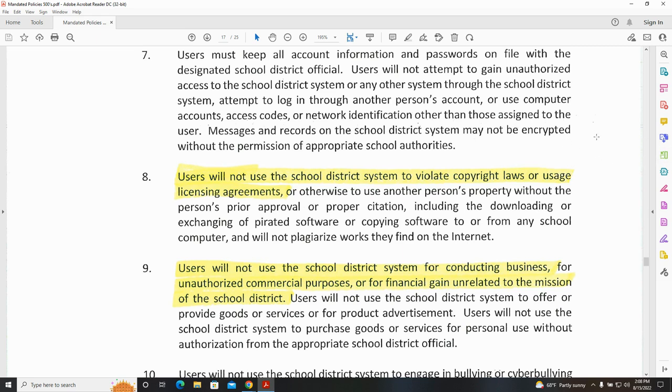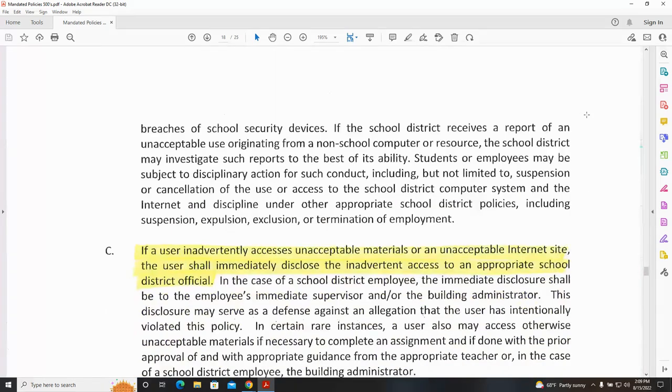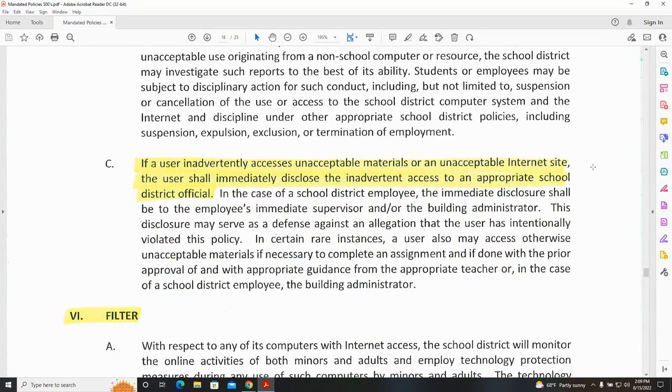Users will not use the school district system for conducting business for unauthorized commercial purposes. That's also in the ethics policy as well. We want to make sure that we keep our personal lives separate from our professional lives here at school in regard to any financial transactions. Here's an important part too.